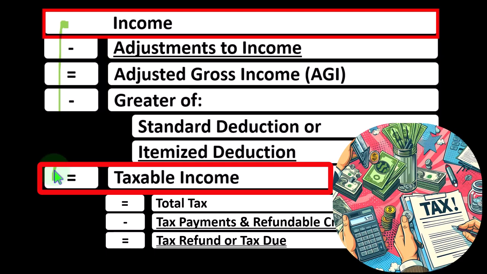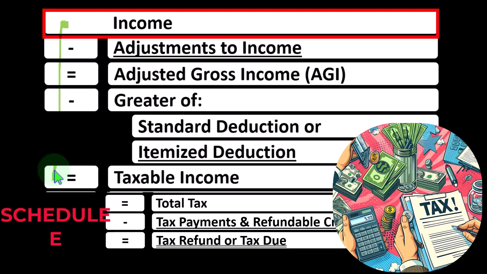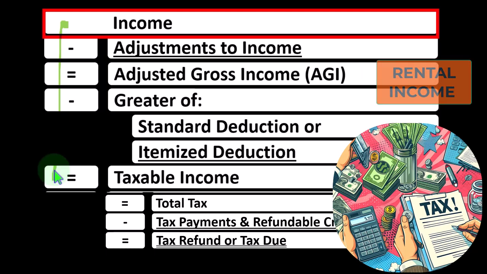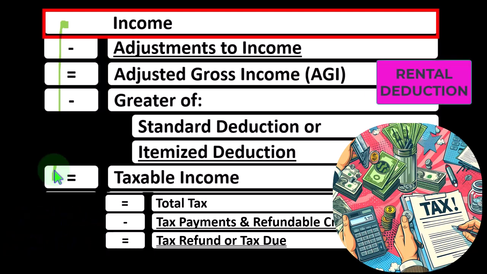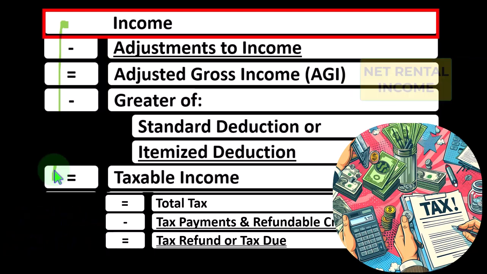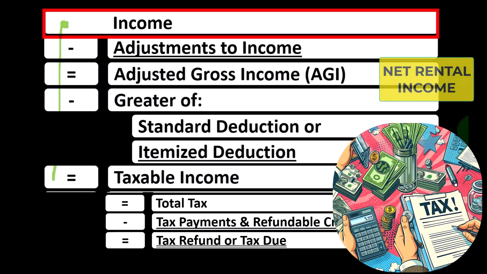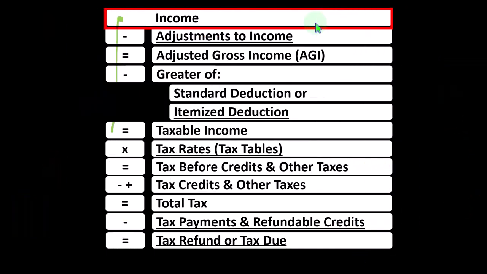The rental income is typically reported on the Schedule E. The Schedule E, similar to a Schedule C, which is used for sole proprietorship, is basically an income statement in and of itself, having the rental income minus the rental expenses, which are basically rental deductions, resulting in, in essence, net rental income, which is what rolls into line one income of the formula.